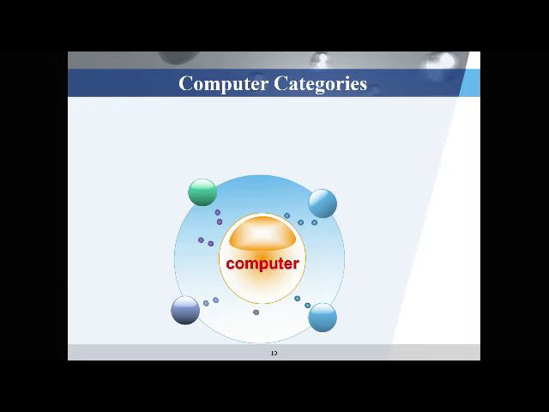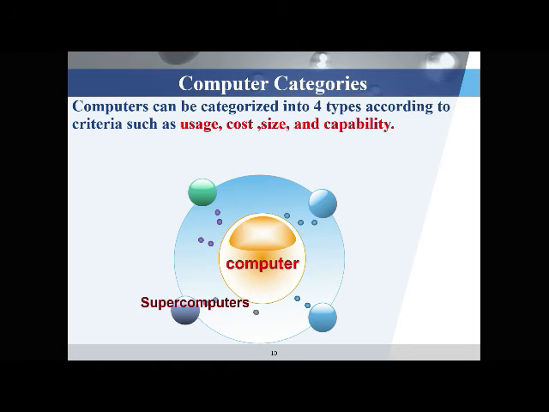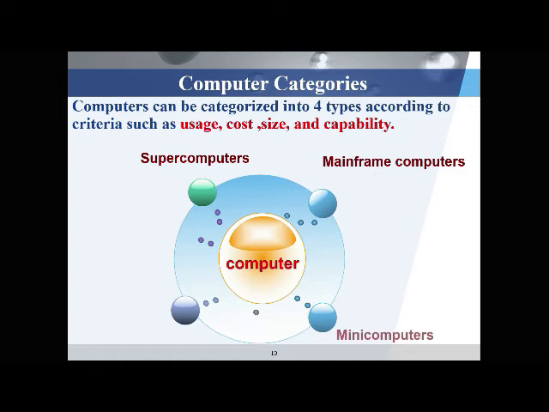Okay. And now we go to the computer categories. Even though we can see the computers look different, some of them are large, some of them are pretty small, we can divide them into different categories. And we basically have 4 categories. The first type is called the supercomputers. The second type is called mainframe computers. The third type is called the mini computers. And then we have the microcomputers.